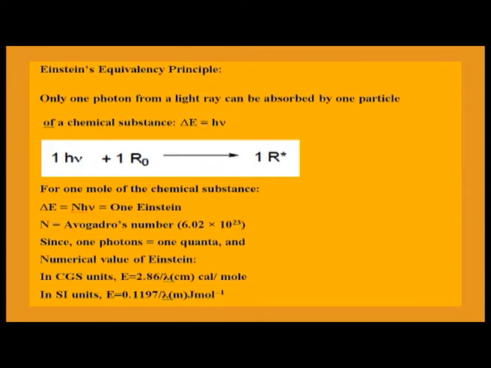The same process when you convert into molar form, then for 1 mole of chemical substance you need 1 mole of photons, that is you need 1 Einstein. Here delta E is equal to N h nu, where N is the Avogadro number. One molecule absorbs only one photon, or 1 mole of substance absorbs 1 mole of quanta, thus it can absorb 1 Einstein.